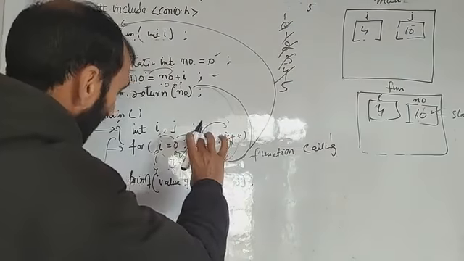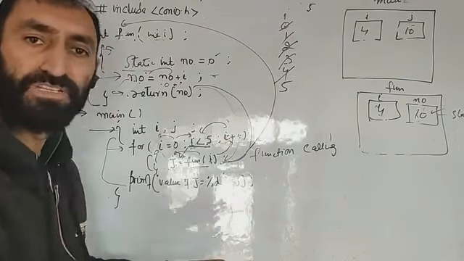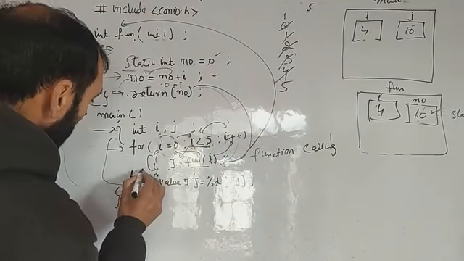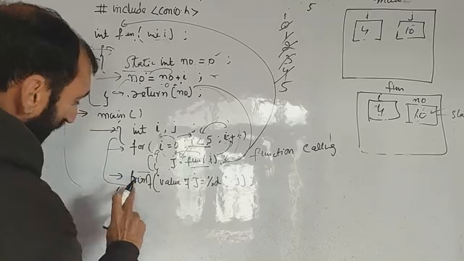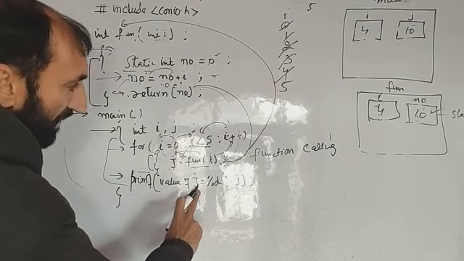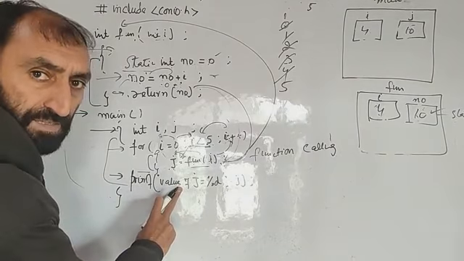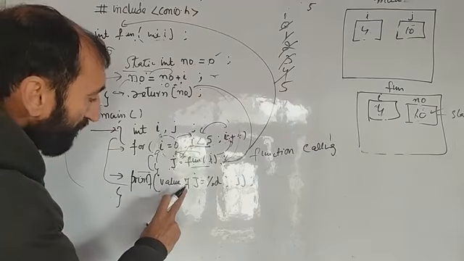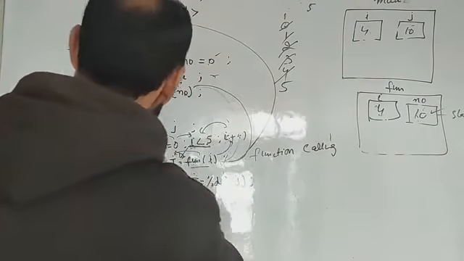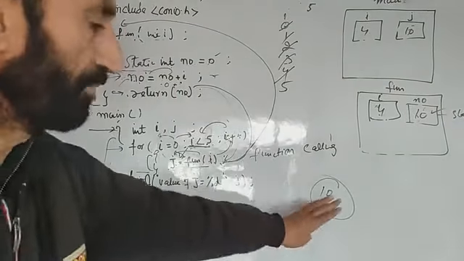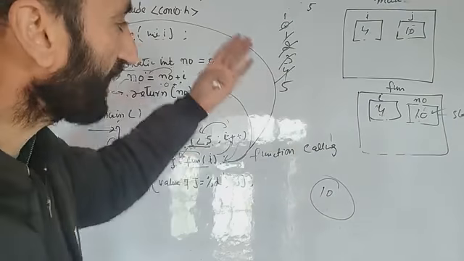The condition evaluates false, so the control does not enter the body of the loop. The control will go outside the body of the loop. Then printf the value of j. The value of j is 10, so 10 gets printed. The output of this program would be 10. This is the working of this program.